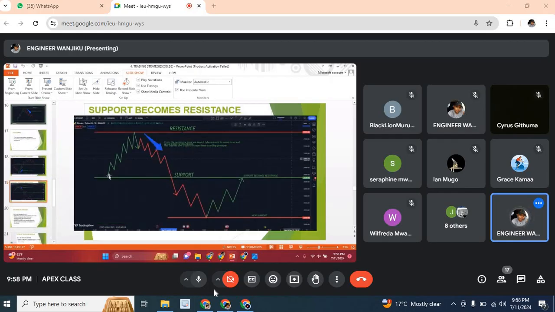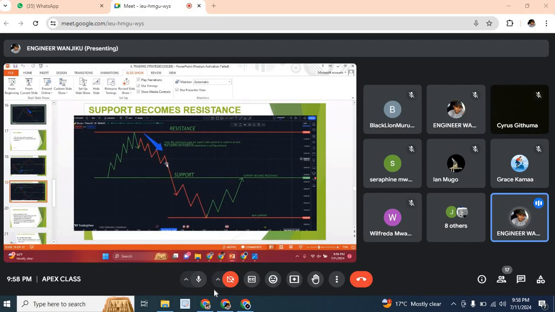Now we have the other way, where the support is broken. We have a resistance zone where we expect the uptrend to come to an end, or where we experience selling pressure. But on the support zone, once the market comes to it, we're going to experience buying pressure like this. Remember, from the definition, a support is the zone at which a downtrend comes to an end, or a zone to which we experience buying pressure.